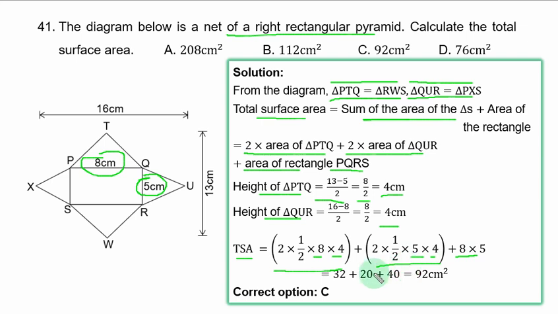When you simplify, you have 32 plus 20 plus 40, that is 92 square centimeters. 2 cancel 2, you have 32. 2 cancel 2, you have 20 remaining. 8 times 5 is 40. C is the correct option.